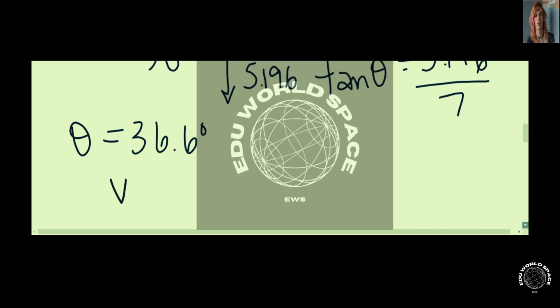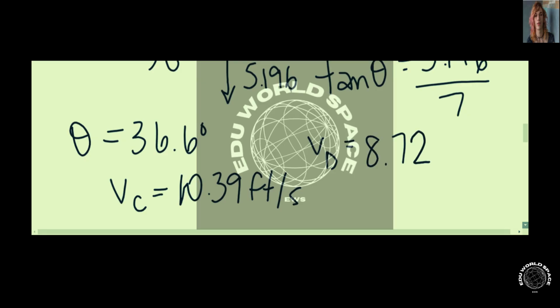And so to rewrite the previous values, VC equals 10.39. This was after the Pythagorean theorem. And then VD should be equal to 8.72 feet per second.